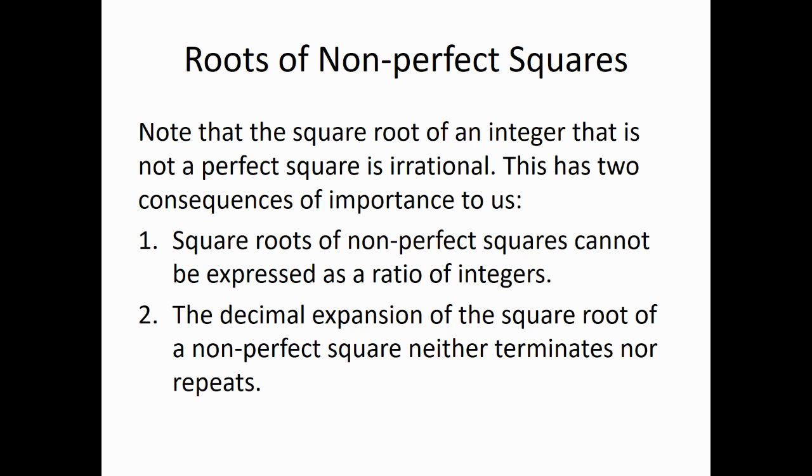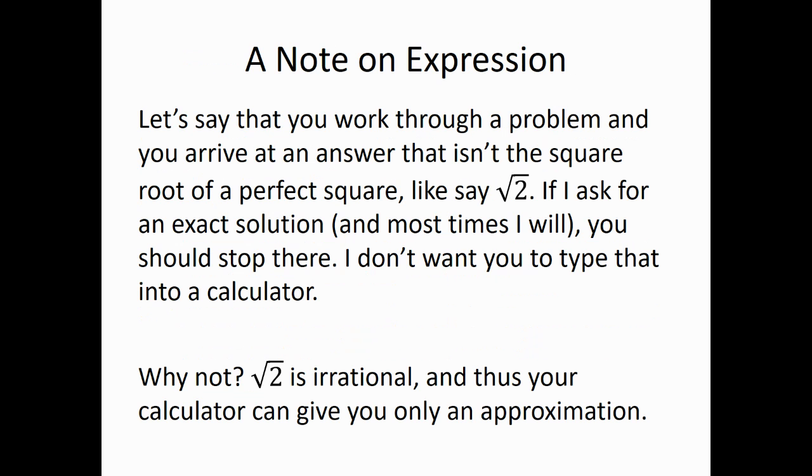Now, this has two important consequences for us. To say that the square root of a non-perfect square, of an integer that isn't a perfect square, is irrational means that it cannot be expressed as a ratio of integers, so don't do that. For instance, there are no two integers such that their ratio equals the square root of 2, and don't pretend that it is. Moreover, and this is perhaps more important, the decimal expansion of the square root of a non-perfect square neither terminates nor repeats. So that means that if you wish to give me an exact result, and that's typically what I want, then you cannot use the decimal point.